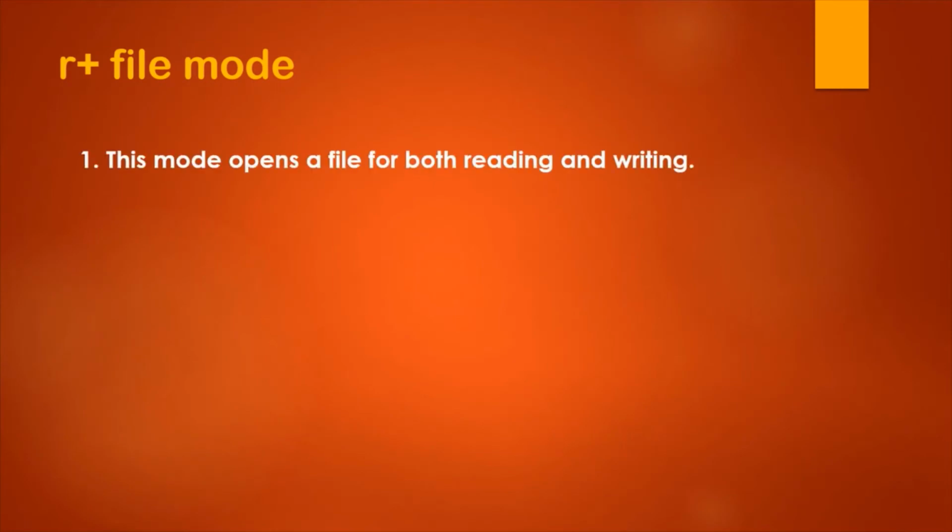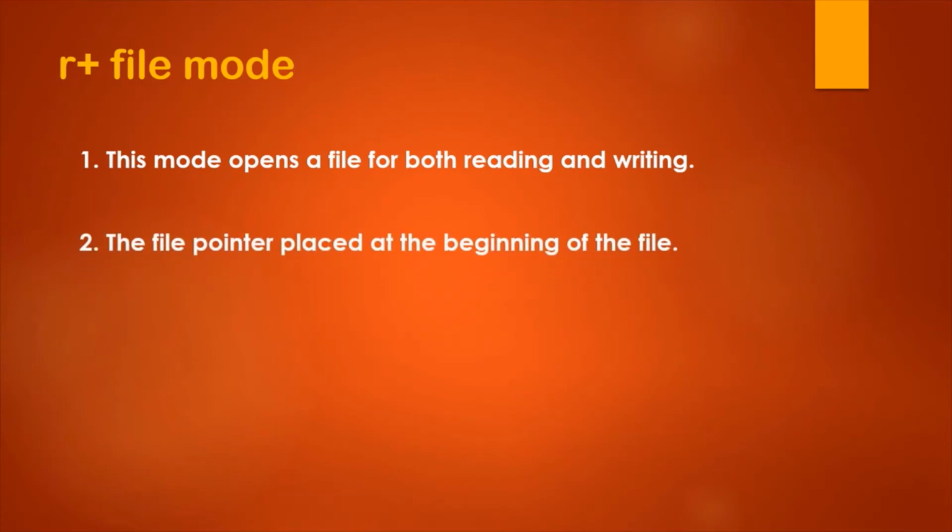Now the next file mode is the R+ mode. This mode opens a file for both reading and writing purpose. The file pointer is placed at the beginning of the file. So we can actually see that R+ mode is very similar to R mode with an extra feature that it can be used for writing purpose, and it is not a default mode. Otherwise, it is very much similar to R mode. Okay.